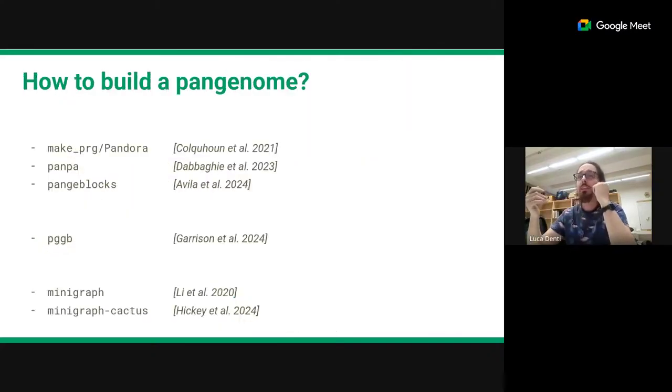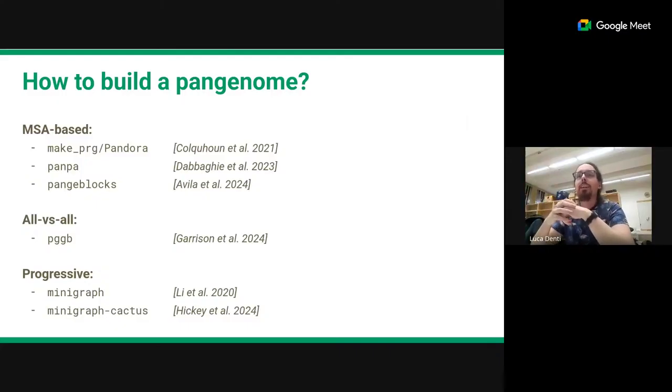And actually, this is the list of tools that I found for building a pangenome. Like we have Pandora, that is for bacteria mostly, Pampa, that is for proteomes, and then we have PangeBlocks, PGB, and some others based on minigraph. And we can split the approaches right now in three categories. So we have the approaches based on multiple sequence alignments of the assemblies, like the first three. And then we have other approaches that are mostly based on all versus all alignments of the input assemblies. And then we have the progressive methods.